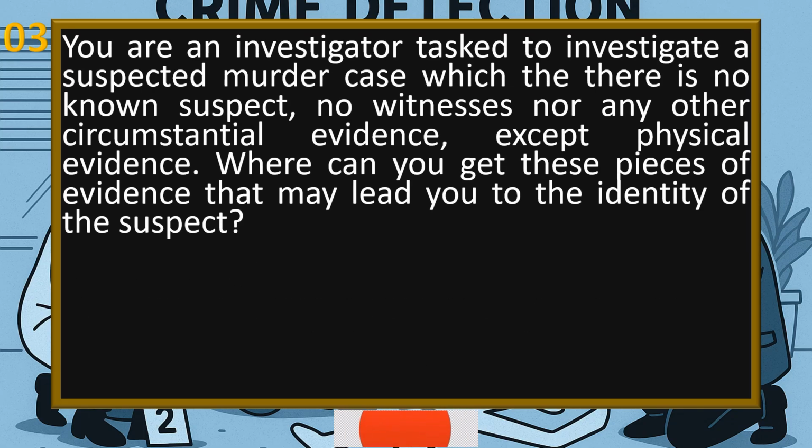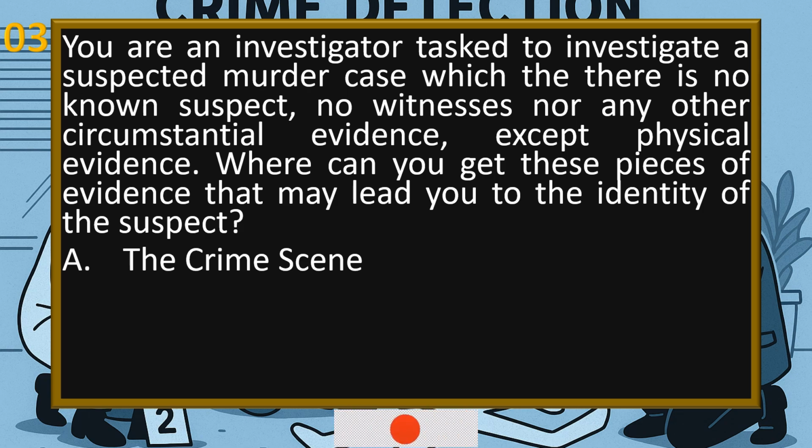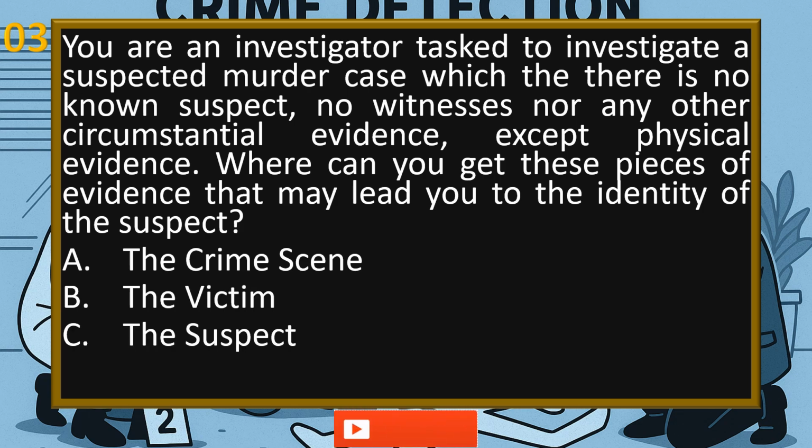You are an investigator tasked to investigate a suspected murder case in which there is no known suspect, no witnesses, nor any other circumstantial evidence, except physical evidence. Where can you get these pieces of evidence that may lead you to the identity of the suspect? A. The crime scene. B. The victim. C. The suspect. D. All of the above.